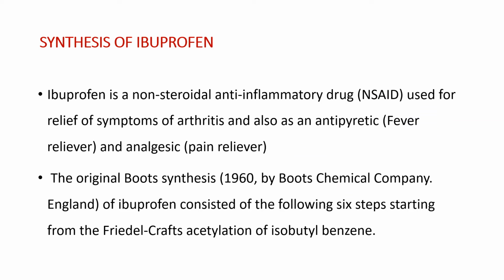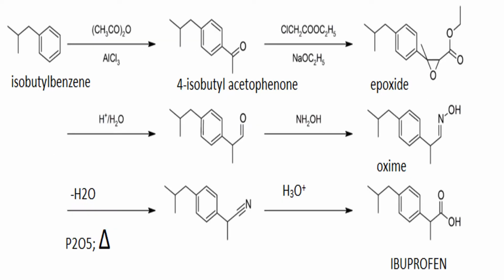Firstly, we can discuss the synthesis of ibuprofen. Ibuprofen is a non-steroidal anti-inflammatory drug used for relief of symptoms of arthritis and also as an antipyretic and analgesic. The original Boots synthesis of ibuprofen, developed in 1960 by Boots Chemical Company, consisted of the following 6 steps, starting from the Friedel-Crafts acetylation of isobutylbenzene.